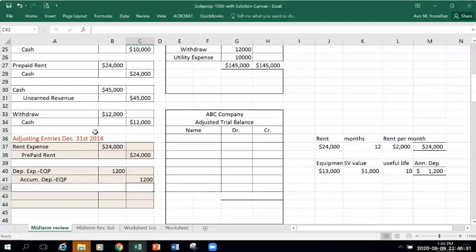Here, I wrote it for you. I said this is adjusting entries on December 31st of 2014. You have to do the same thing in your project. You have to write it down so I can see where the adjustments are.